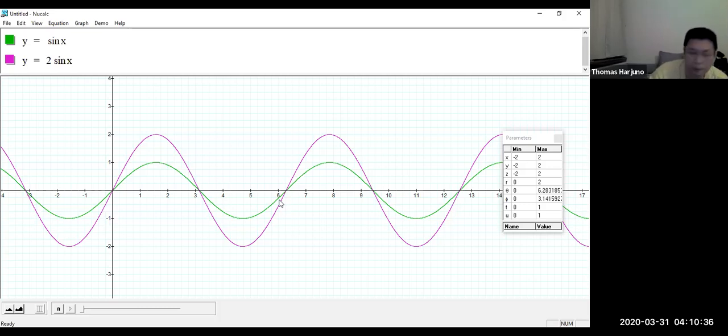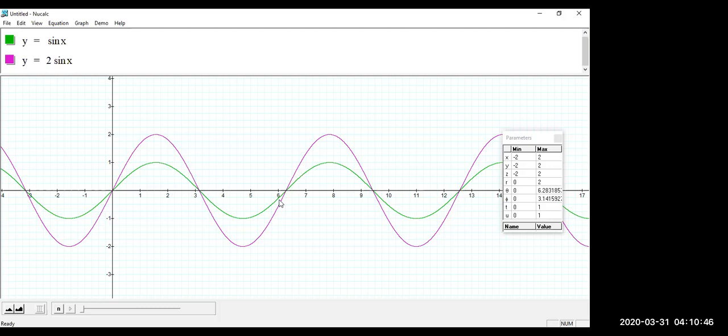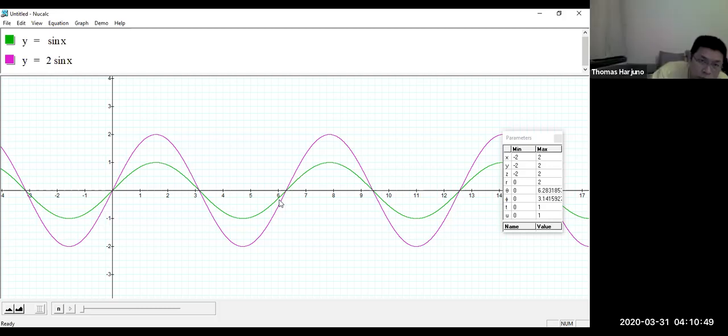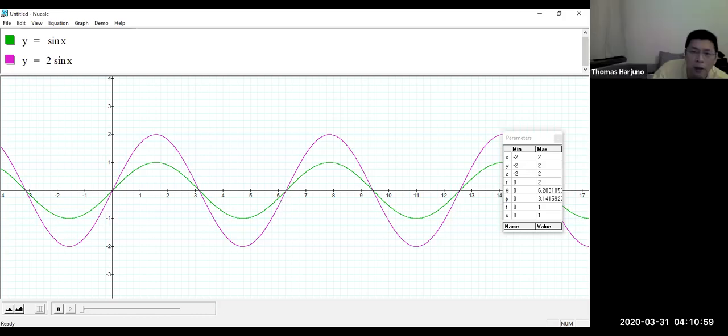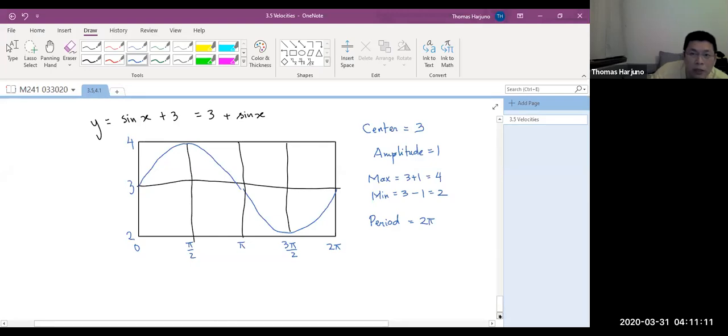Now, let's see. What is the amplitude again for 2 sine x? 2. What is the maximum? 2. How about the minimum? -2. So if I go back to my note, then we can say the following.